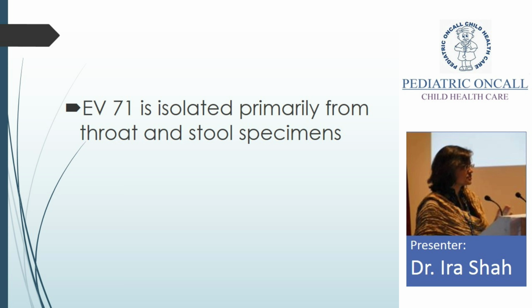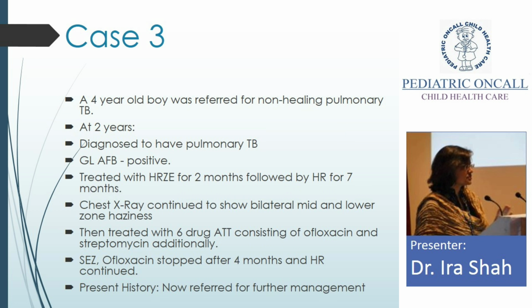It's just logic that comes behind all these unusual manifestations. Now this is a 4-year-old boy. He's referred for a non-healing pulmonary TB. At 2 years, he was diagnosed to have pulmonary TB with an AFB positive. He's treated with 4 drugs for 2 months, followed by HR for 7 months. So total 9 months of therapy.